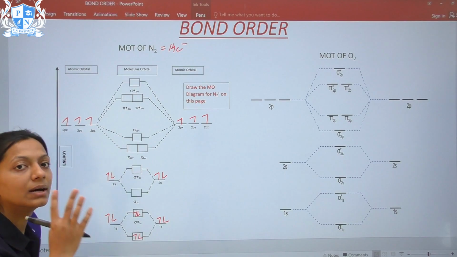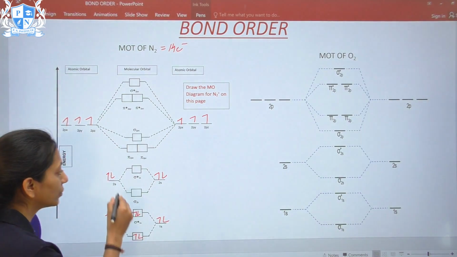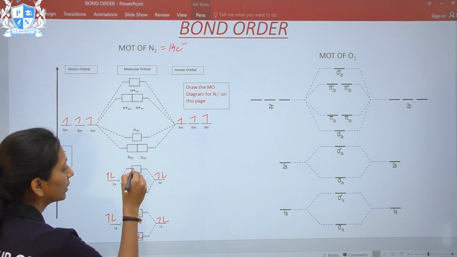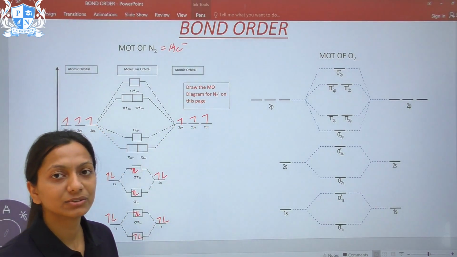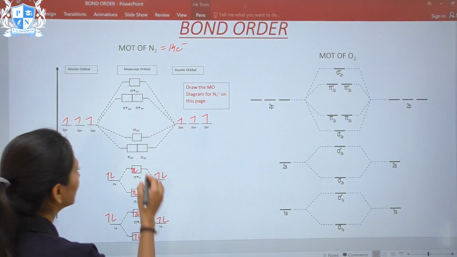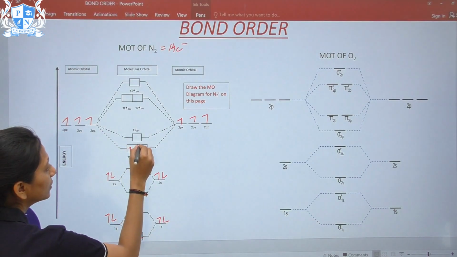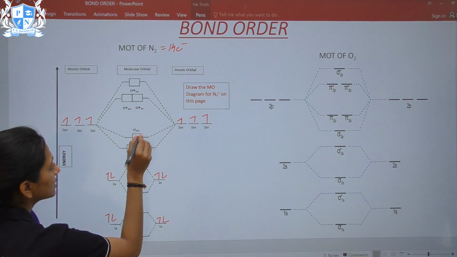In the same way, 4 electrons are there in the atomic orbital, so another 4 will go in the molecular orbital. How many electrons are there? 3 and 3, 6. So a total of 6 electrons are to be filled in the molecular orbital: 1, 2, 3, 4, 5, 6.